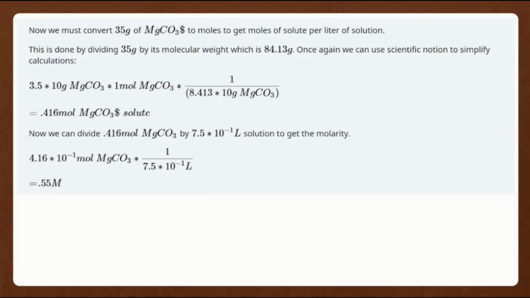Now we convert 35 grams of magnesium carbonate to moles to get moles of solute per liter of solution. This is done by dividing 35 grams by its molecular weight, which is 84.13 grams. 3.5 into 10 into 1 mole of magnesium carbonate into 1 by 8.413 into 10 is equal to 0.416 mole of magnesium carbonate. 4.16 into 10 power minus 1 into 1 by 7.5 into 10 power minus 1 liters is equal to 0.55 molar.